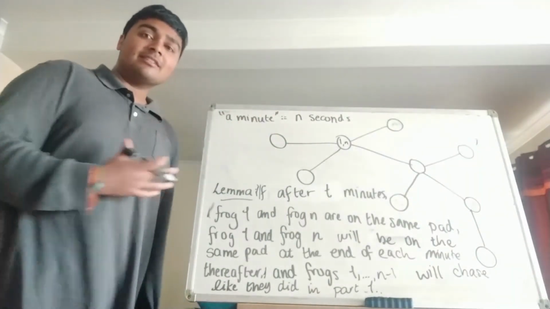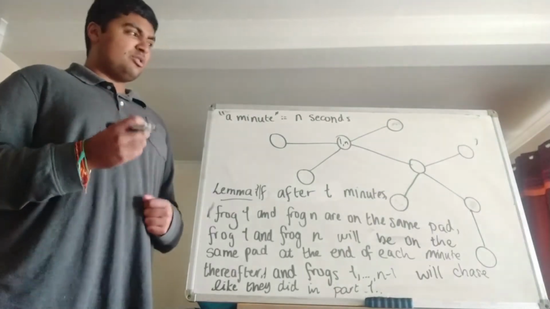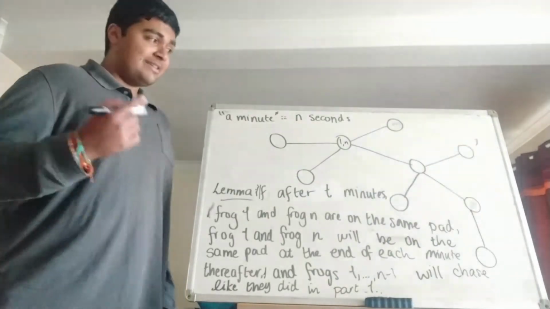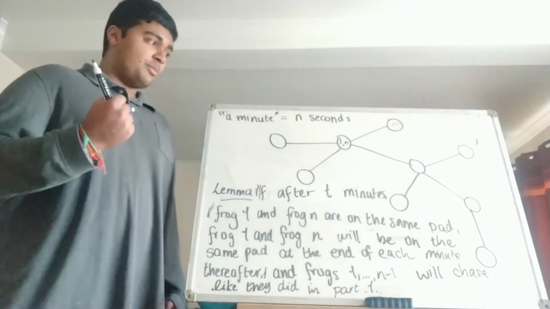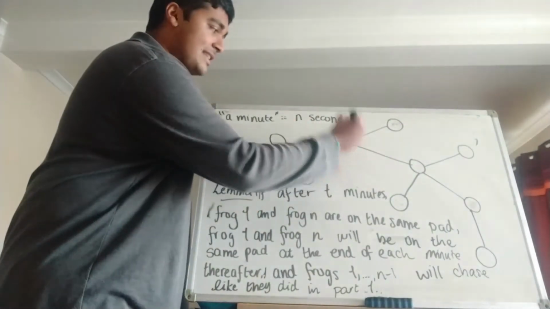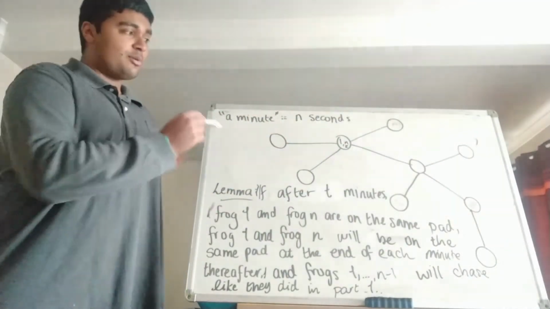So now let's start the t plus 1th minute, and frog1 will chase frog2. There are one of two things that can happen. Either frog2 is on this lily pad, in which case frog1 doesn't move. So suppose that is the case. Suppose frog2 is also on this lily pad, then frog1 won't move. So frog1 will stay there.